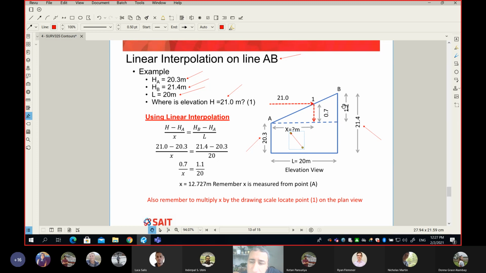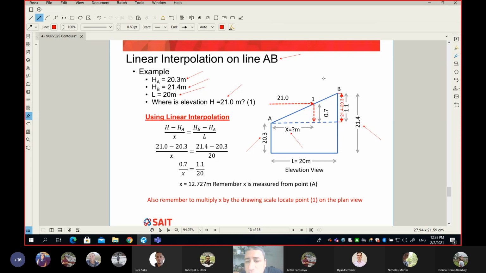Let me show you. So between A and B, this dimension here, from A to B, remember that this is an elevation view. So we don't see easting, northing, we see only elevations. So this is very simple. This number is 21.4, which is the elevation of point B, minus 20.3, which is the elevation of point A. And what do we get? We get 1.1. So this side here of the triangle is 1.1.